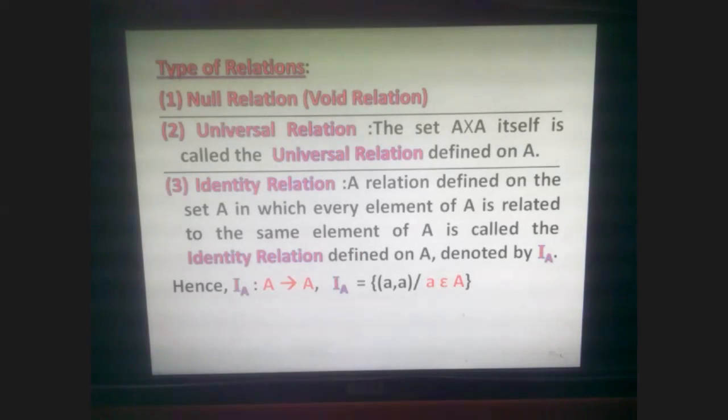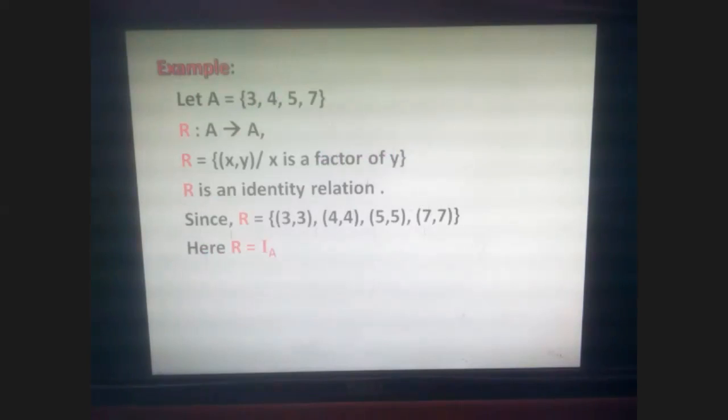For example, let us take A equal to {3, 4, 5, 7}. R from A to A, R equal to the set of (X, Y) such that X is a factor of Y. R is an identity relation. Why? If I look at the relation R, it consists of the elements (3, 3), (4, 4), (5, 5), and (7, 7). Is there any other element in this relation? No other element. This is an identity relation.